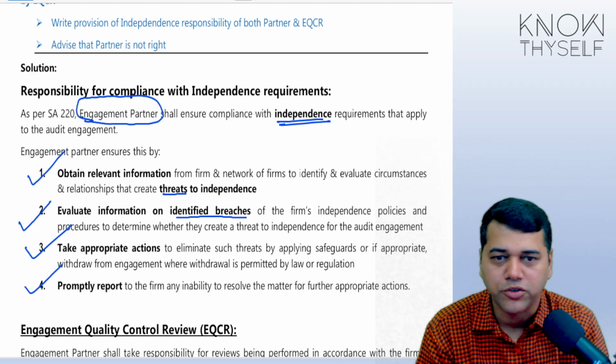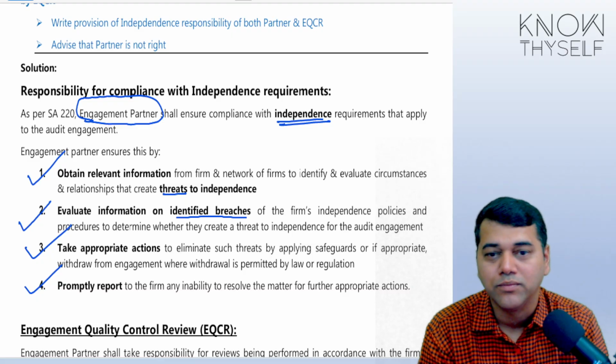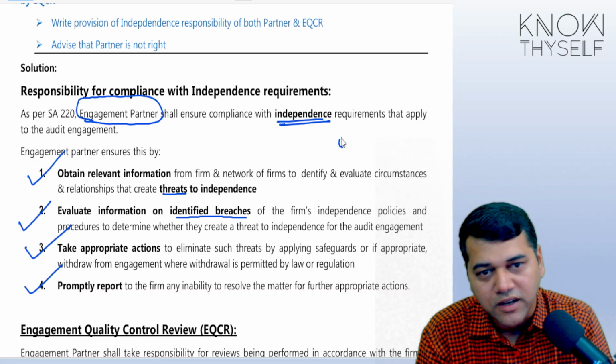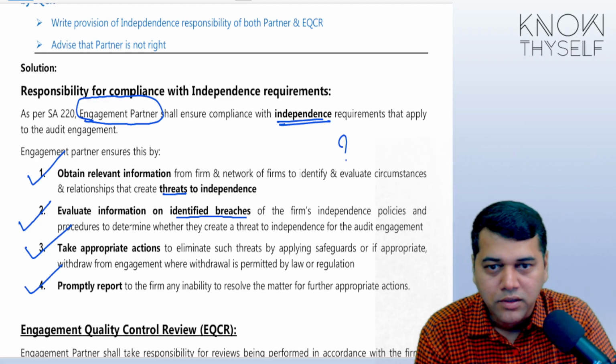I hope you are getting my point, students. This is what I say will do. You know where this information has come from? Okay, let me just show you. Let me just show you one more thing.